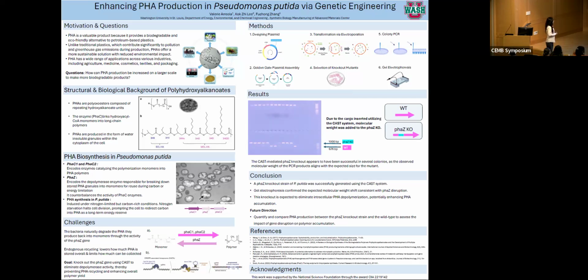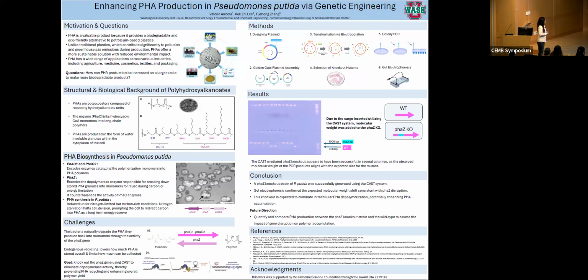So how did we do that? We tried to knock out the depolymerase gene in hopes of eliminating this activity and the recycling process overall, to increase our yield. We utilized the CAST system. I want to highlight the CAST system a little, just because it's a relatively new technology, and it's a new method that can be used for very efficient experiments.